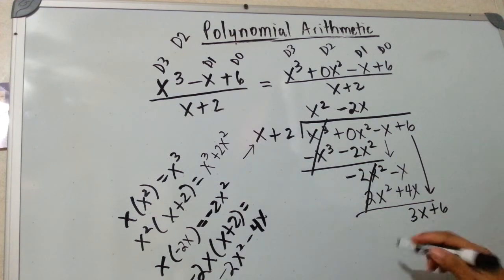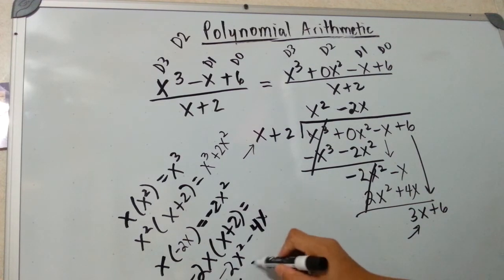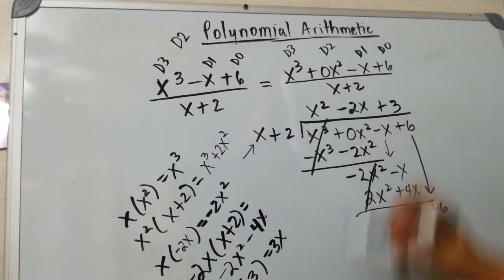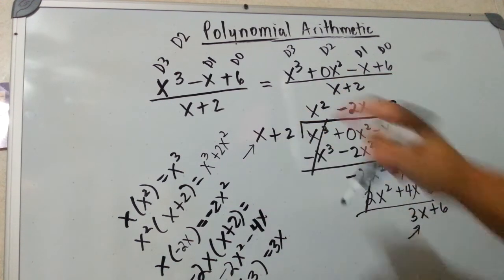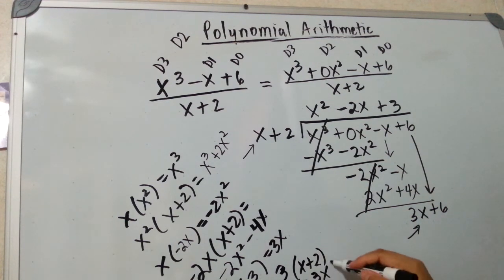And now, the last one, x times what gives us 3x, right? Well, you see the only thing that's missing is the 3. So we need the 3. And now we'll multiply this times the divisor. So 3 times x plus 2 gives us 3x plus 6.